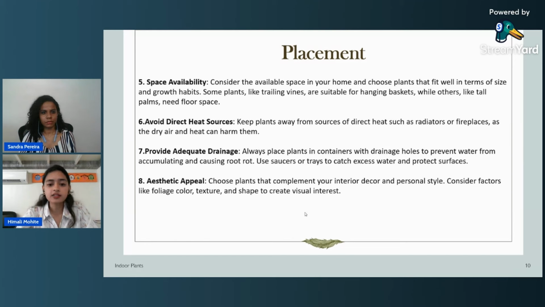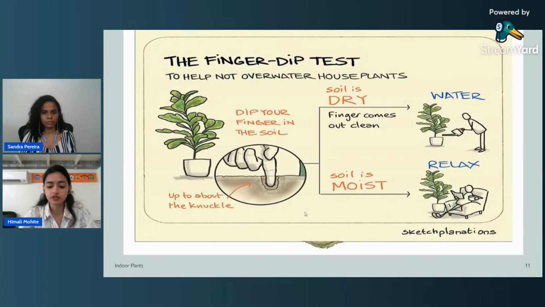Next is provide adequate drainage. Always place plants in containers with drainage holes to prevent water from accumulating and causing root rot. Use saucers or trays to catch excess water and protect surfaces.